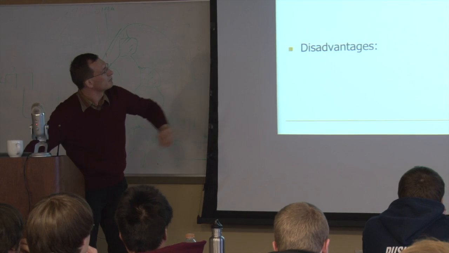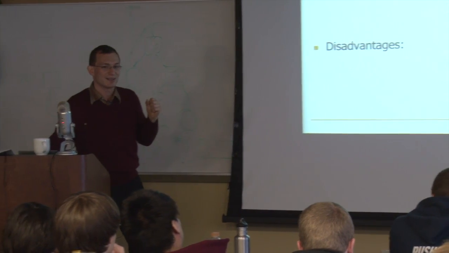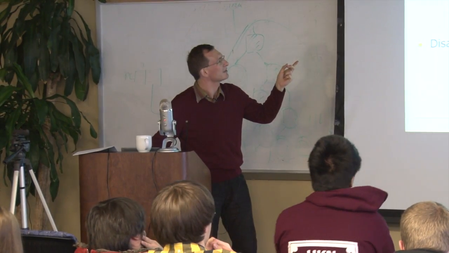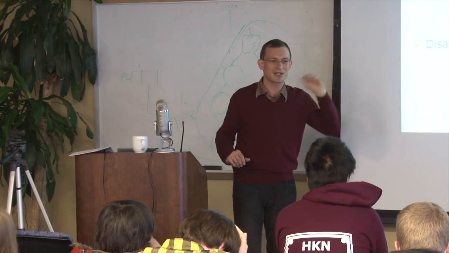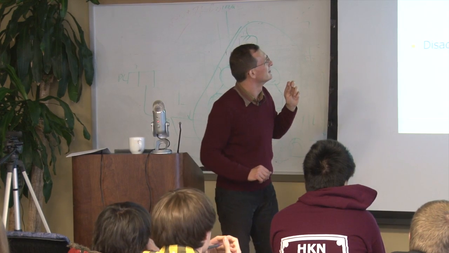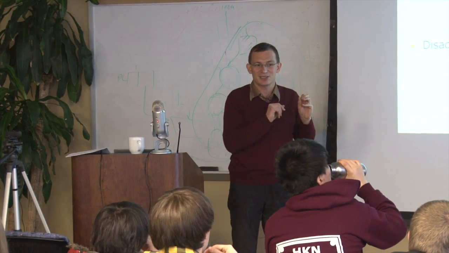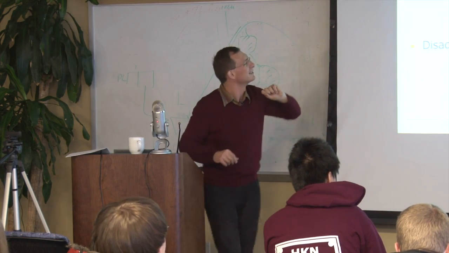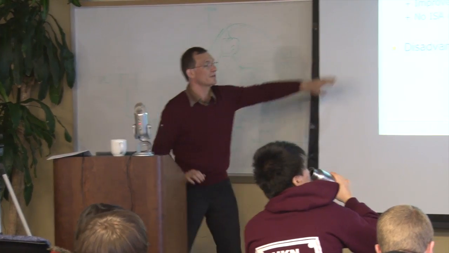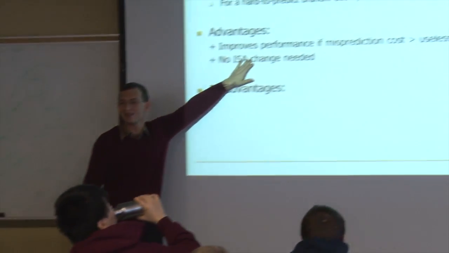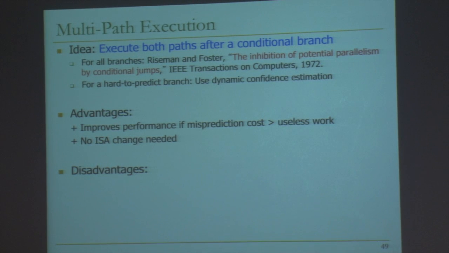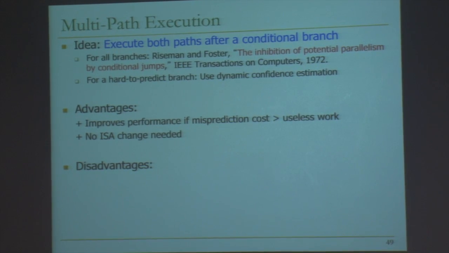But you can refine this idea, and you can do the same thing we did for wish branches. You can say, only do this for hard to predict branches. Then it becomes more feasible, right? You can use dynamic confidence estimation. If you're not confident about the prediction, then execute both paths, right? Advantage, it improves performance if misprediction cost is greater than useless work. Because now you're doing useless work also, right? Because you're executing a path that shouldn't be executed.